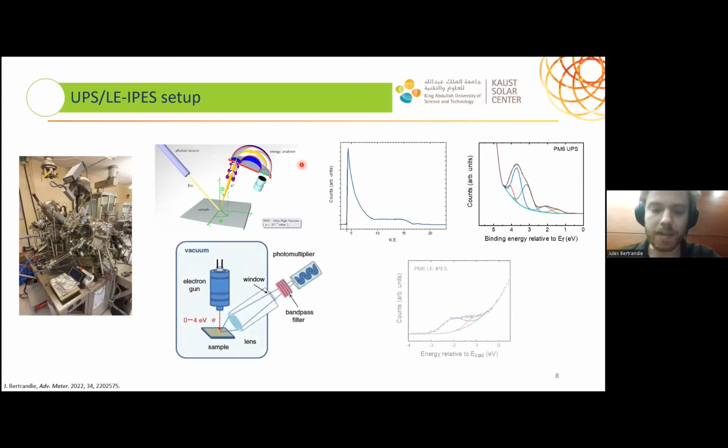Now, for the electron affinity, which is more commonly named LUMO, we use low energy IPES, so low energy inverse photoelectron spectroscopy, where we send electrons to our sample and gather photons. From there, we have this spectra, and as before, we do the Gaussian fitting and take the tail of this Gaussian, and then we have direct access to our electron affinity.